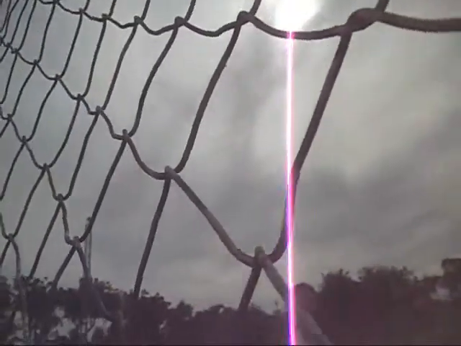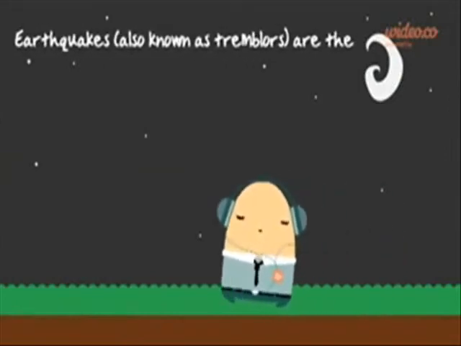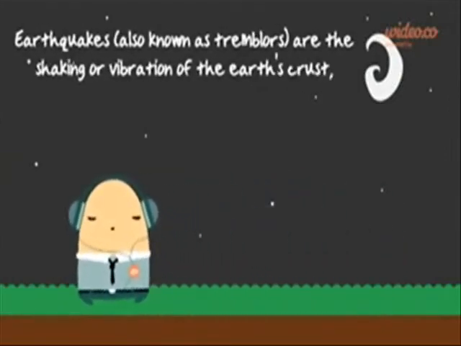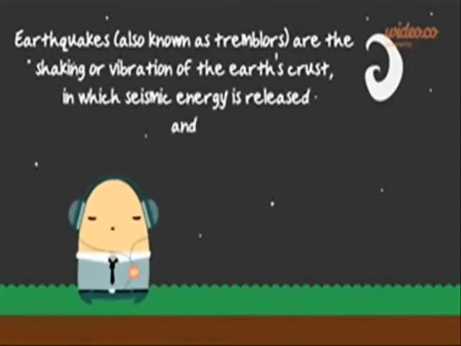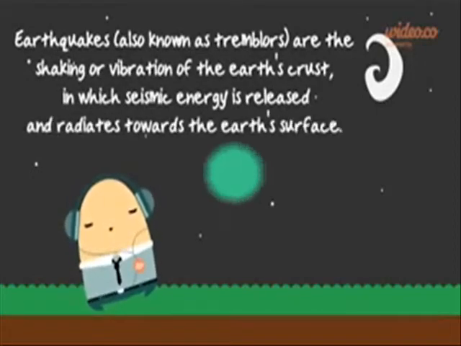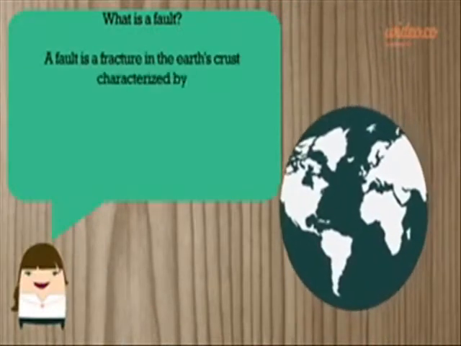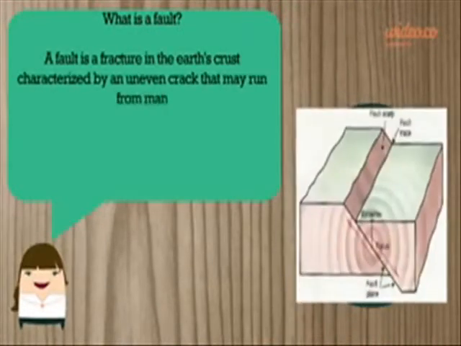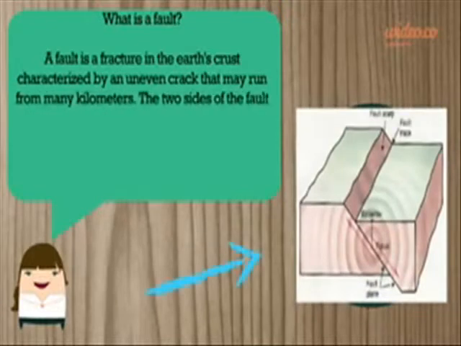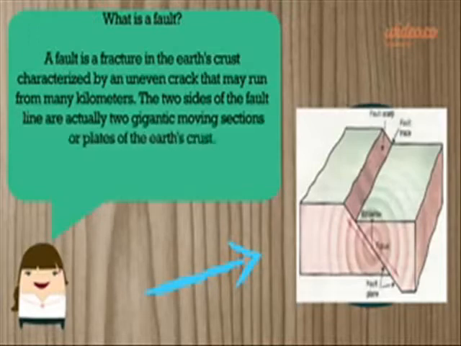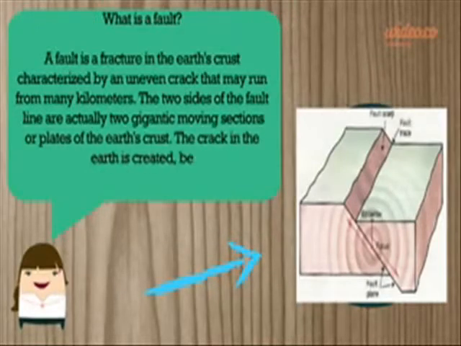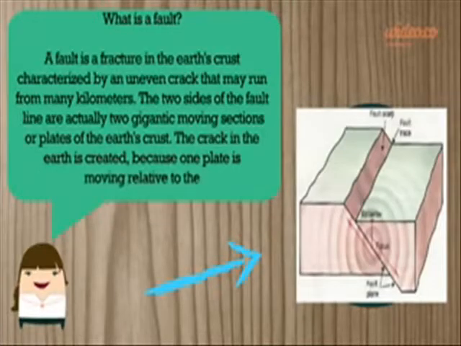Hey, HNN viewers, I am your teacher for today, Hannah. Okay, so what is an earthquake? Earthquakes, also known as tremblers, are the shaking or vibration of the Earth's crust, in which seismic energy is released and radiates toward the Earth's surface. A fault is a fracture in the Earth's crust characterized by an uneven crack that may run for many kilometers. The two sides of the fault line are actually two gigantic moving sections, or plates of the Earth's crust. The crack in the Earth is created because one plate is moving relative to the other.